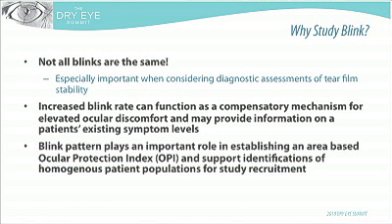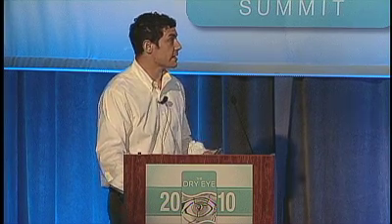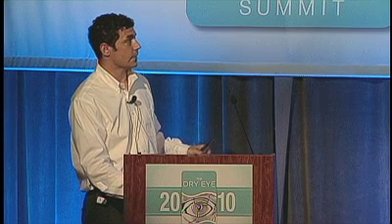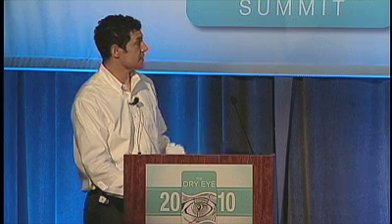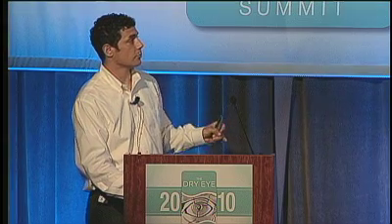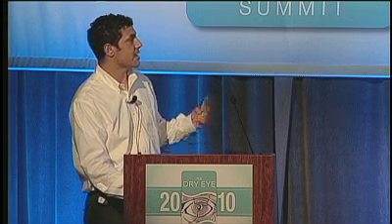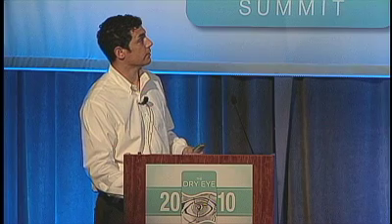So, three points that I want to get across today in my liberally allotted 10 minutes. One, not all blinks are the same, and this is especially important when considering diagnostic assessments of tear film stability. Two, increased blink rate can function as a compensatory mechanism for elevated ocular discomfort and may provide information on a patient's existing symptom levels. Three, blink pattern plays an important role in establishing an area-based ocular protection index and supports identification of homogeneous patient populations for study recruitment. This is relating blink pattern to tear film stability, which is especially critical.